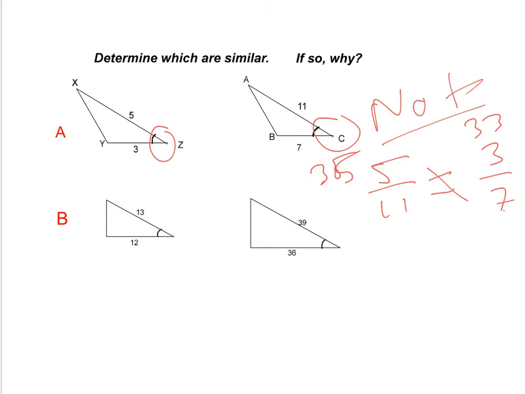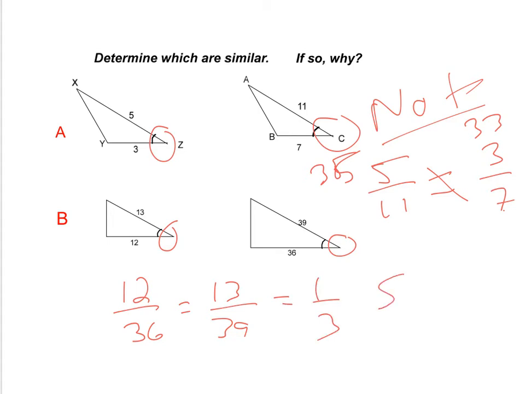In this one right here, we have equal angles. And then 12 to 36 is equal to 13 to 39. Those both can be simplified to 1 to 3. So those ratios are equal, which means these are similar by SAS similarity.